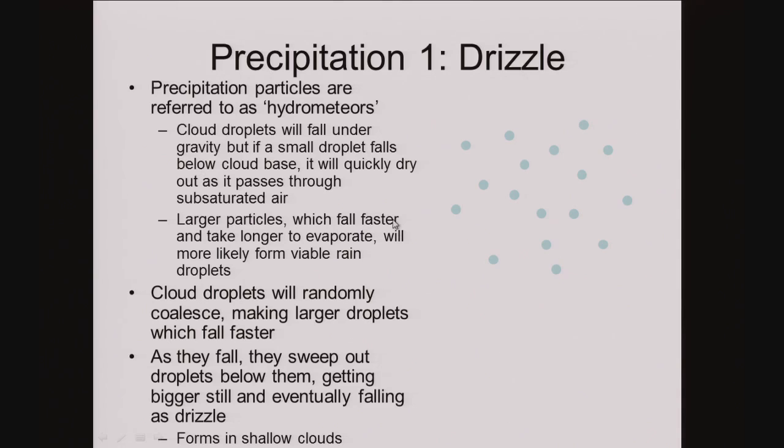And I think there's an animation. Yeah, they start to coalesce. You see that? Yeah, okay. Start to coalesce, get bigger, start to fall, and they sweep out other cloud particles below. So fairly straightforward. And they eventually fall as drizzle. Now this can happen in shallow clouds, it can happen in deep clouds too. But shallow clouds, very thin clouds, can still be thin enough that this process can happen and lead to rain.